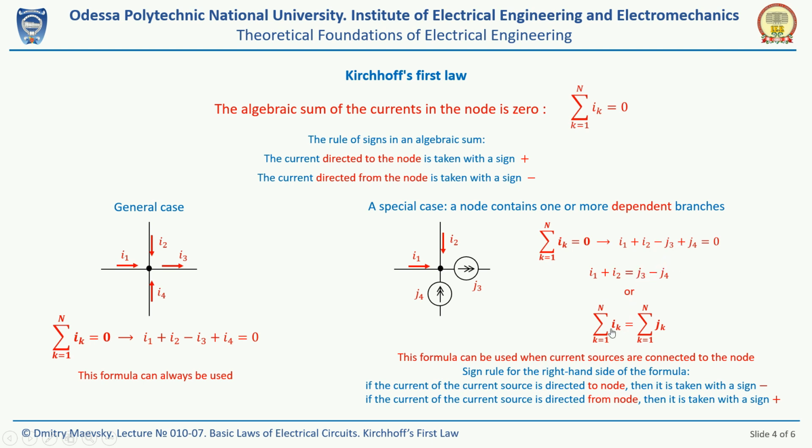Therefore, on the right side of this formula, the sign rule will change. If the current of the current source is directed to the node, then it is taken with a minus sign. And if the current of the current source is directed from the node, then it is taken with a plus sign.